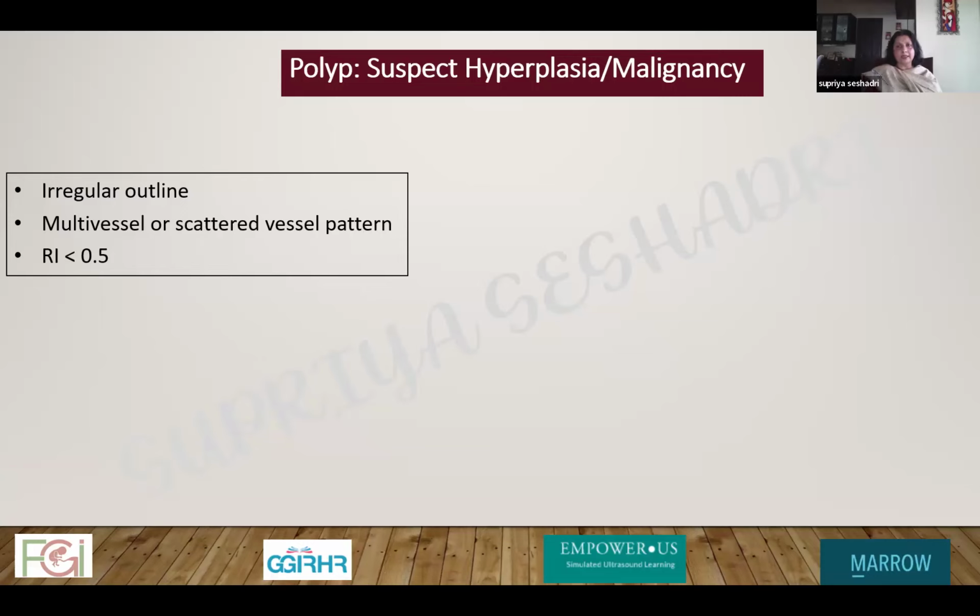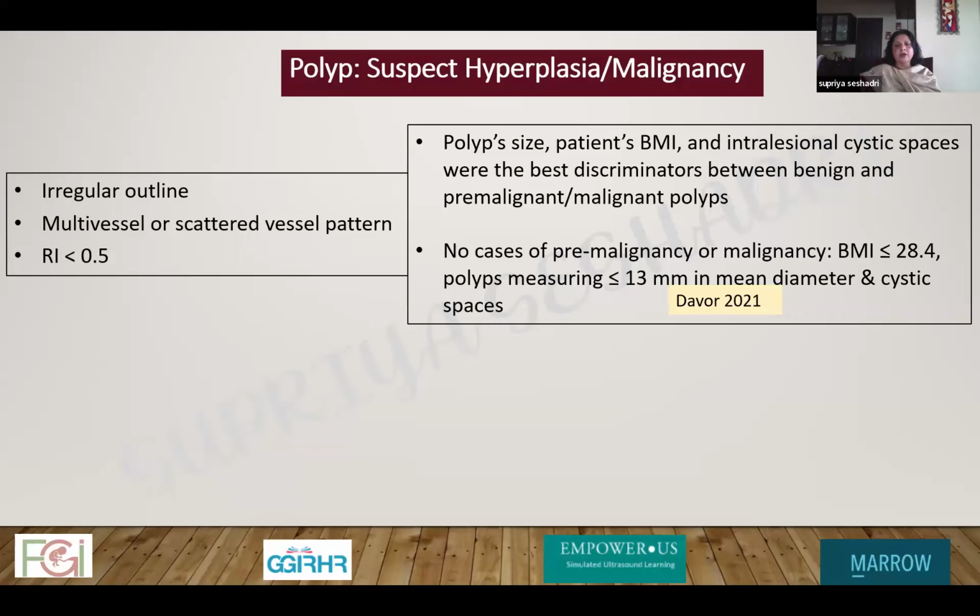Or, as I said a little earlier, when you see more than 4 or 5 branches in that single vessel, or when we see a multi-vessel pattern or a scattered vessel pattern, then that again is a clue to hyperplasia in the polyp. And RI 0.5 is another finding that has been reported to indicate that there may be malignancy or hyperplasia in a polyp. According to Devo, in the study in 2021, he said that polyp size, patient's BMI, and intralesional cystic spaces were the best discriminators between benign and pre-malignant and malignant polyps.